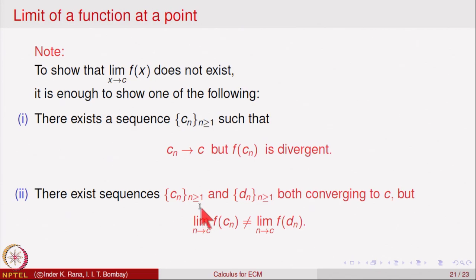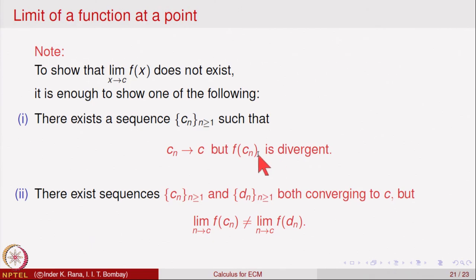One is able to produce two different sequences c_n and d_n such that both converge to the same value c. c_n and d_n are sequences in the domain, both converge to the same value c, but the image sequences f(c_n) and f(d_n) do not converge to the same value, they converge to different values. So, we are not able to predict a suitable value.